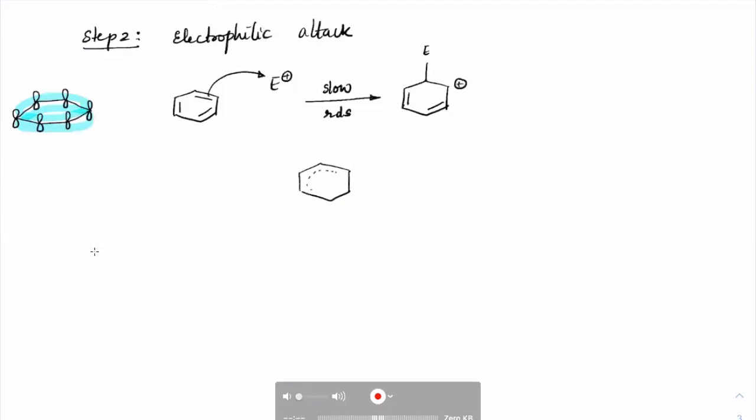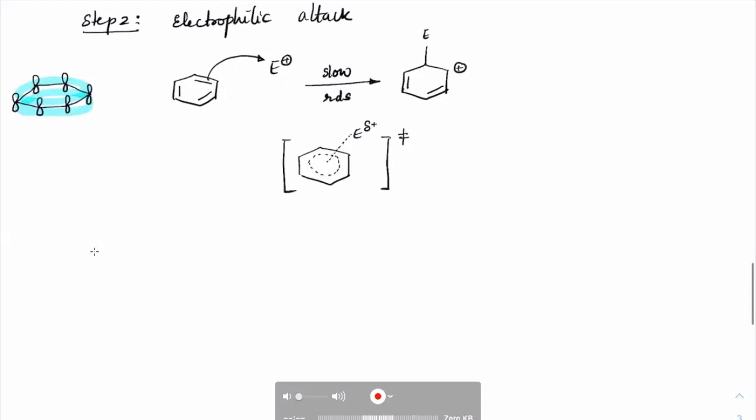So this is the entire cloud. And this cloud is making an attack on the electrophile with delta positive, right? This is the transition state that it is going through. The representation of this transition state is called pi complex. This is a representation known as pi complex that the benzene is attacking.